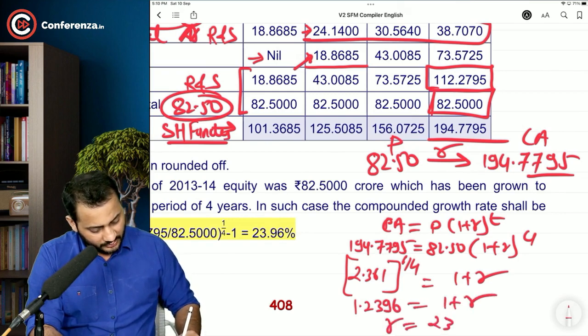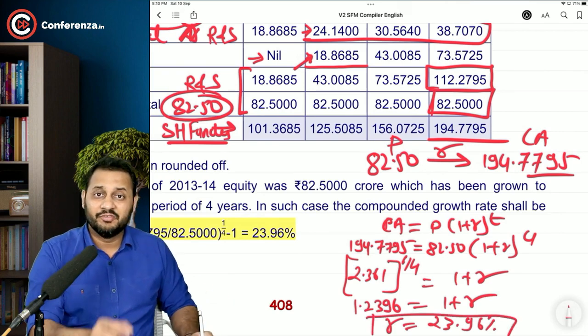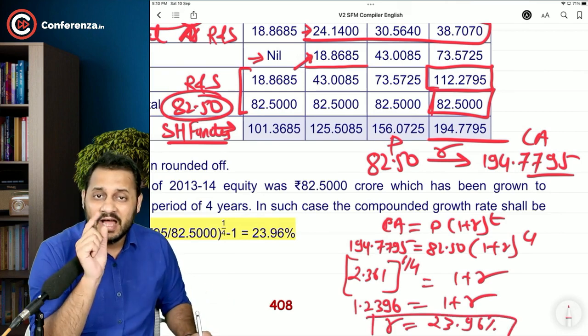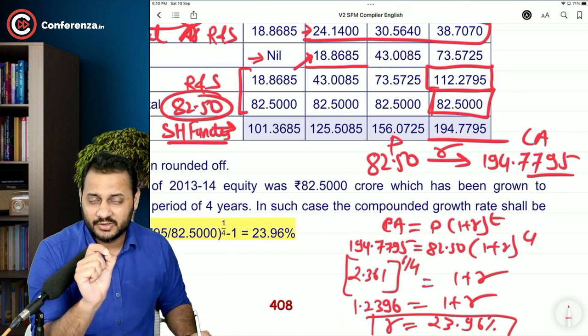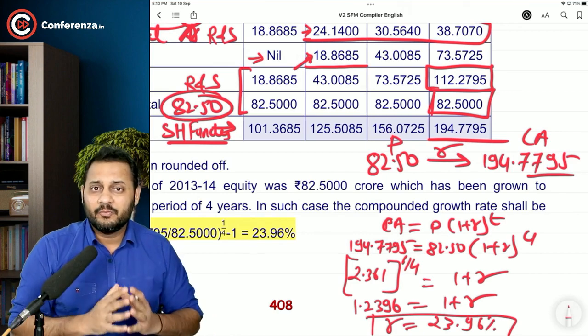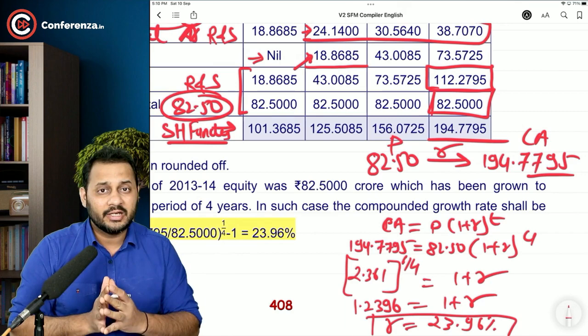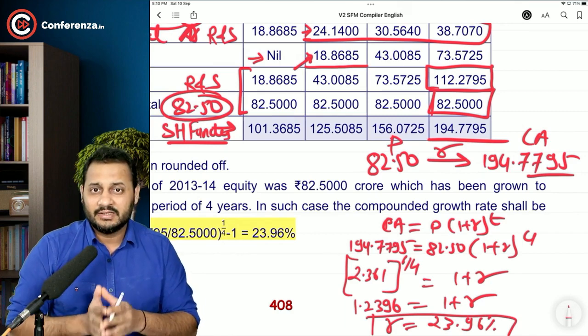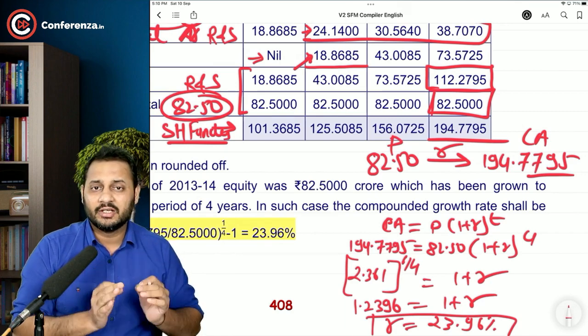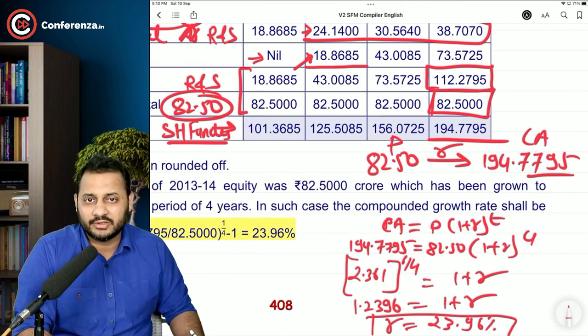R will be 23.96%. So this is the annual growth rate, and which is more than 20% as committed by Mr. Smith. So yes, Vencap will get satisfied with the commitment made by Mr. Smith that in 4 years the capital will grow by 23.96%.